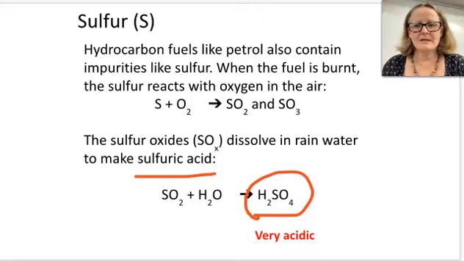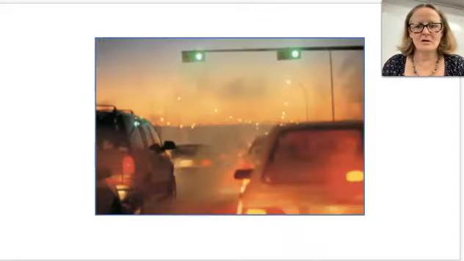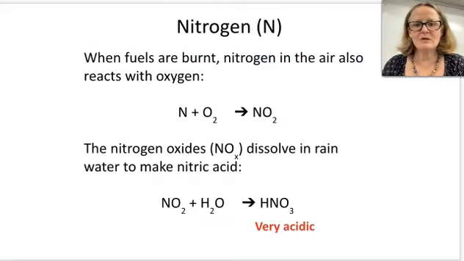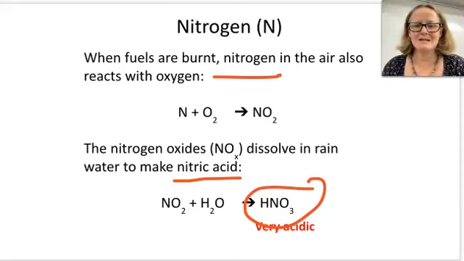You can see with this next image a lot of exhaust fumes. When the internal combustion engine, the engine inside your car, burns petrol and diesel, the air being used to burn them also contains nitrogen. The nitrogen will react with the oxygen inside the hot engine and produce a gas which dissolves in water to make nitric acid, and nitric acid is another very acidic solution.